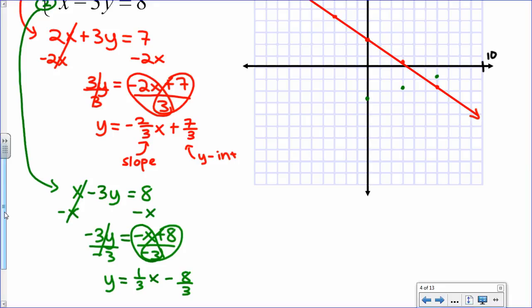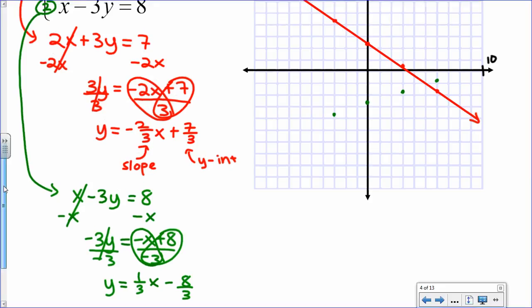Or you could also go down 1 and left 3, so 2 negative directions, because negative over negative is positive. So make sure if your slope is negative, like the red line, then your line should be going down. If the slope is positive, the line should be going up. So just be careful when you're doing your graphing.